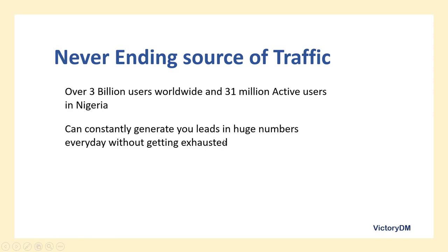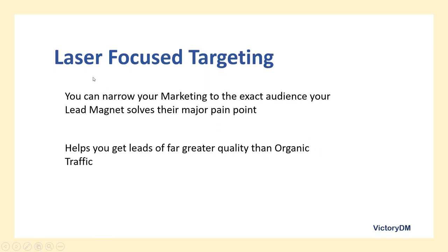So you can constantly get huge numbers of leads to your WhatsApp platform every single day, right? Your targeting is also laser focused compared to organic traffic. When you advertise organically, you just put your message out, and those that are interested just come in, right? You can really attract anybody from all walks of life.